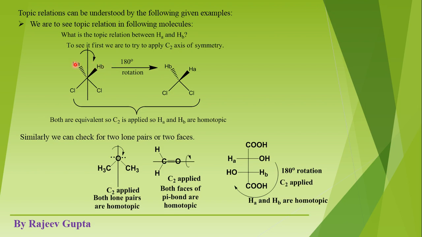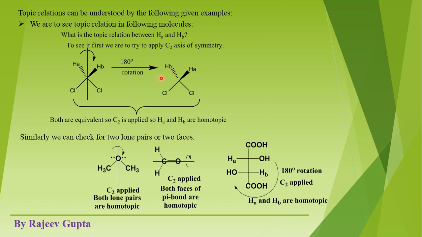HB goes over HA and HA goes over HB, meaning both are exchanged, and this Cl goes to here and this Cl goes to here, meaning both Cl are also exchanged. This is the type of C2 axis of symmetry we have to apply, and then observe both molecules, this first structure and this second structure, or the first configuration and second configuration. If we check, both are exactly the same.